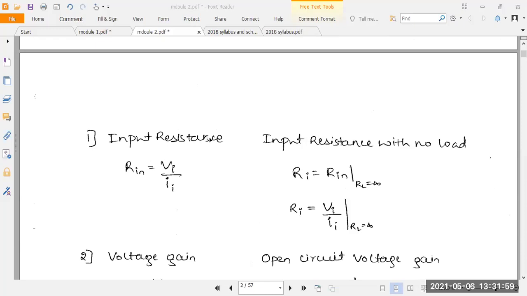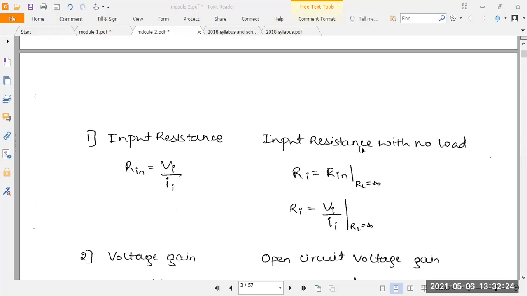First, you find out the input resistance. For finding out the input resistance, you can take Vi divided by Ii. Vi means voltage across the input side, and Ii means current across the input side. That gives the total input resistance.